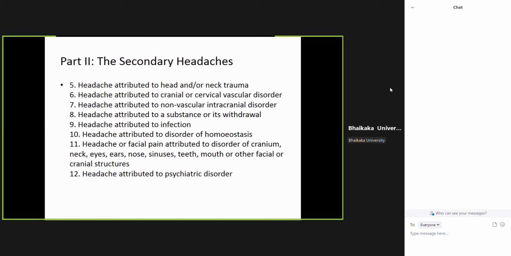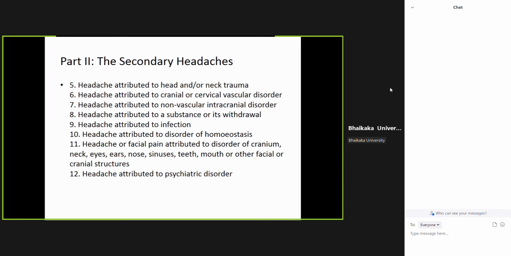Examples are sinusitis, rhinitis, nasal polyps, middle ear infections, otitis media, otitis interna, otitis externa, maxillary sinusitis, and refractory errors, the most common headache which occurs in young people. Then glaucoma, in which intraocular pressure increases and there will be redness, watering, and headache. Then periapical abscess, odontitis, pyorrhea, gingivitis, and sometimes herpes zoster infection involving the ophthalmic division of the trigeminal nerve can also cause headache.